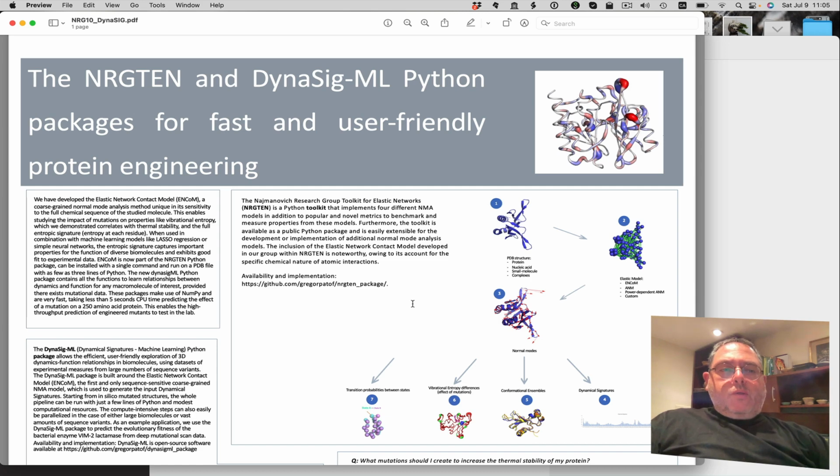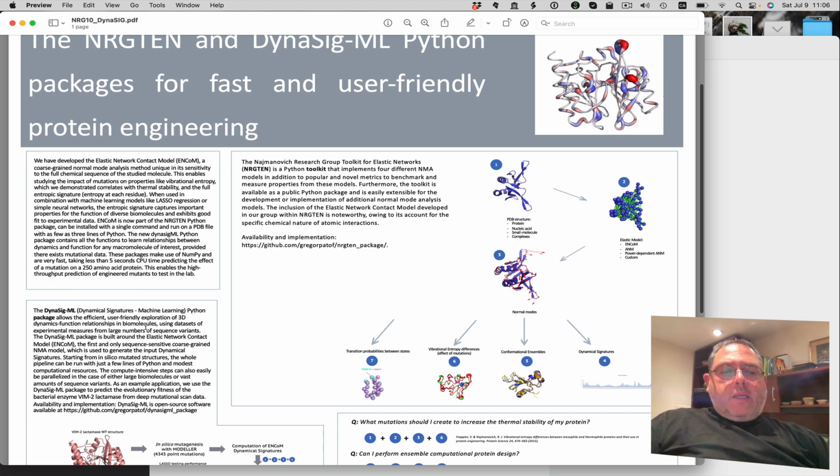Welcome. In this poster, I will be describing the NRGTEN and dynasigML Python packages. These are fast and user-friendly tools that can be employed for a variety of purposes, including protein engineering.